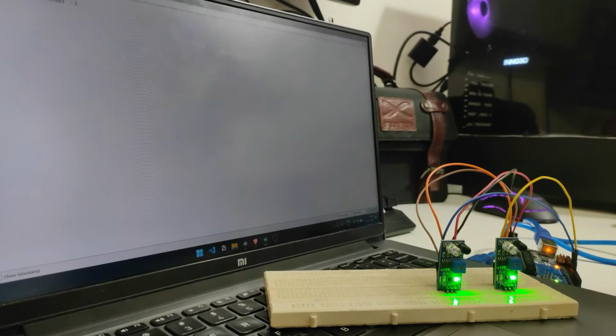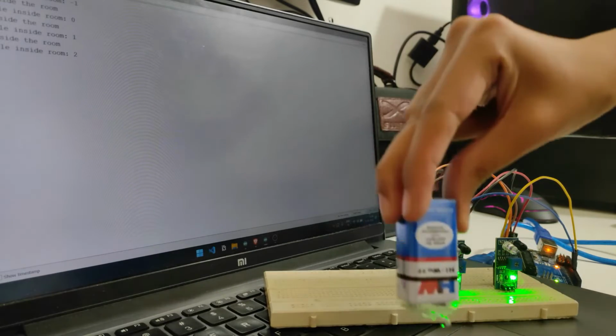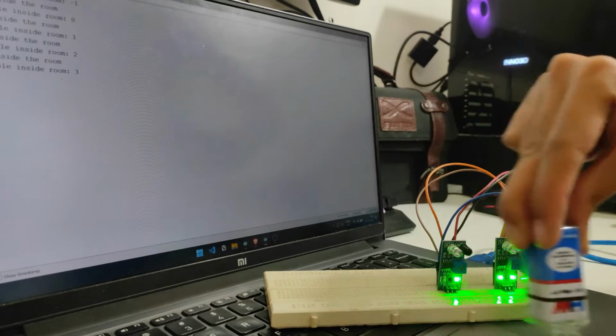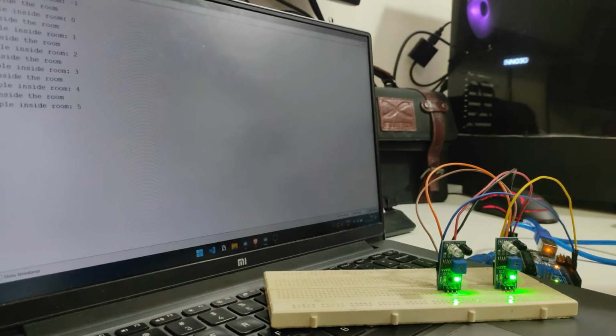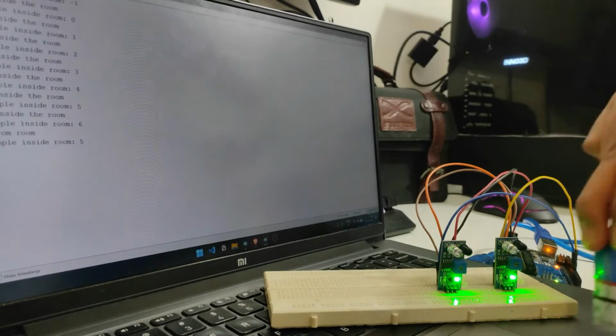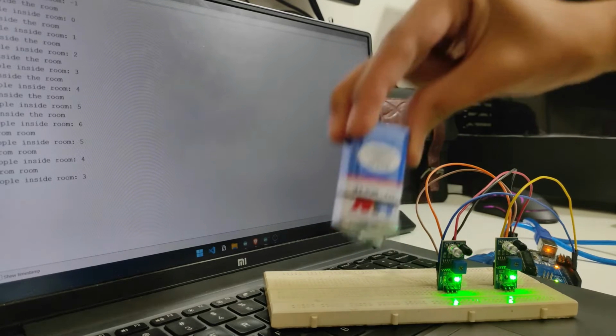Working of the project. The project uses two IR sensors to detect when people are entering the room or exiting the room. The two IR sensors are placed at the door rim or at the entrance of any room. The project says whether people are entering the room or exiting the room, along with the exact count of the number of people in the room.